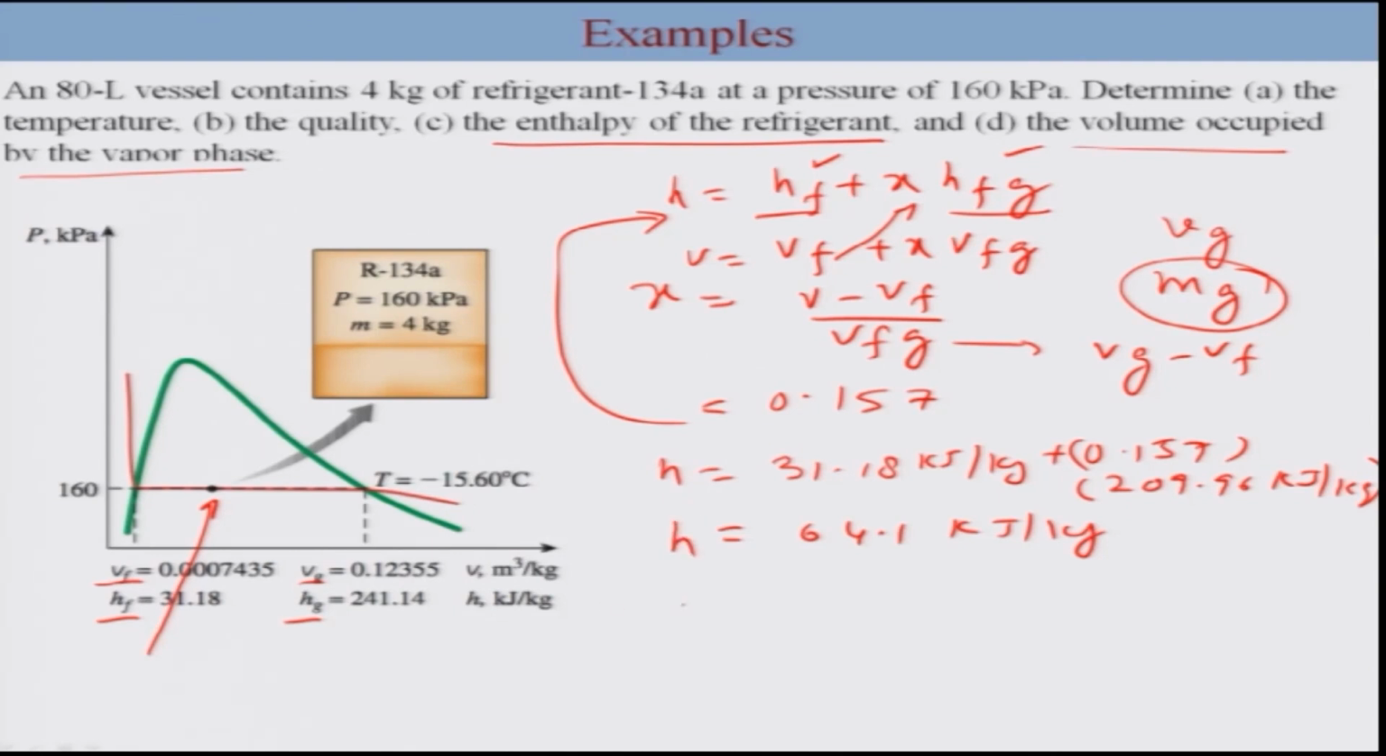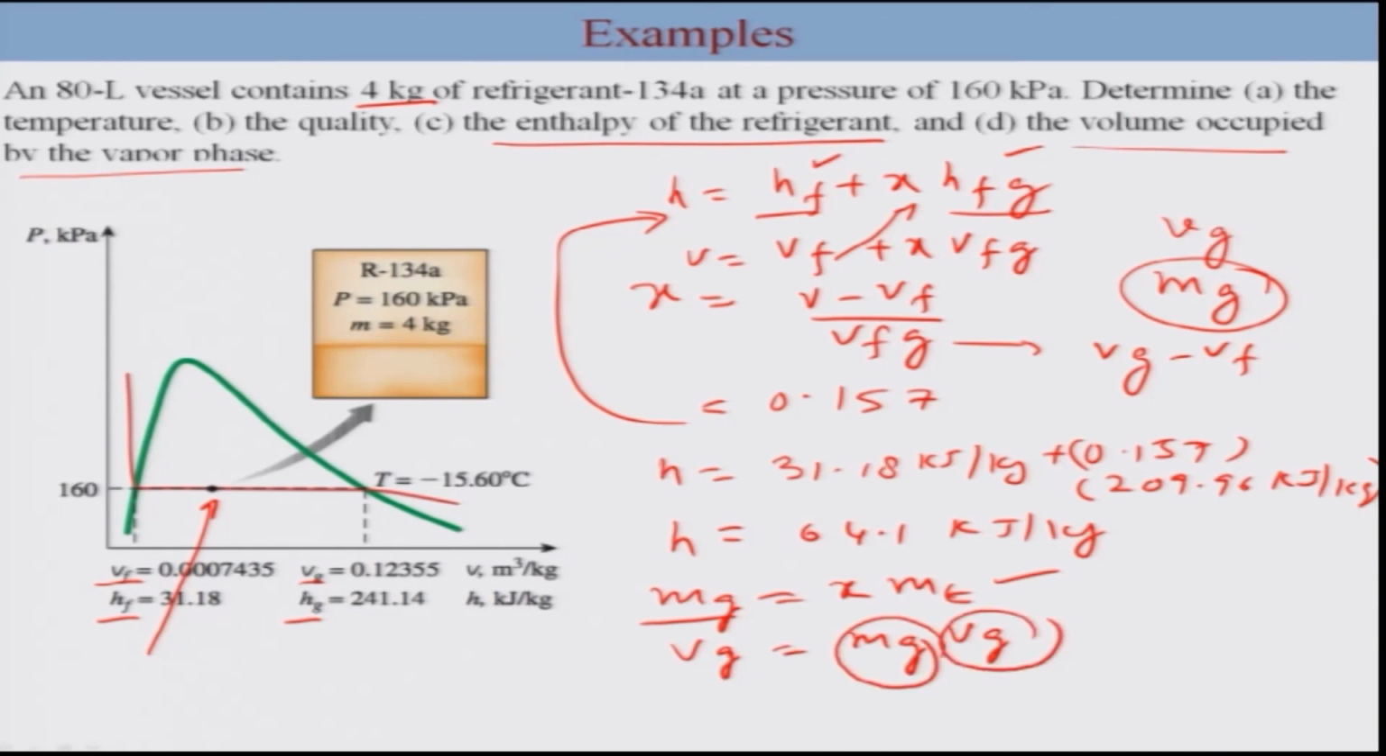You can also find out mg now, which is much easier because you have the value of x and you already know the total mass, which is 4 kg. So this you can calculate. You can also calculate the volume of gas by multiplying mg by Vg. Because you already have the mg information, and you already know Vg from the table, this turns out to be 77.6 liter.